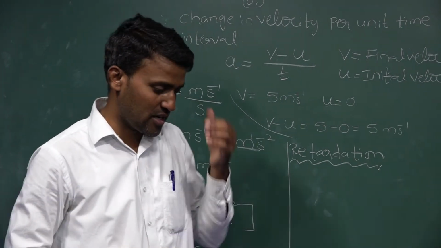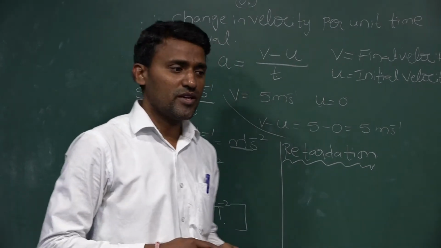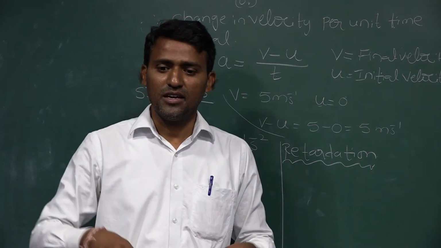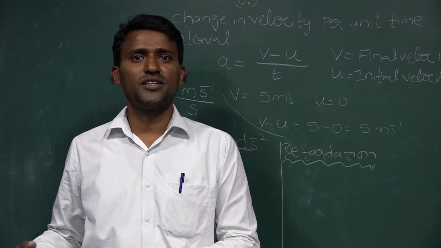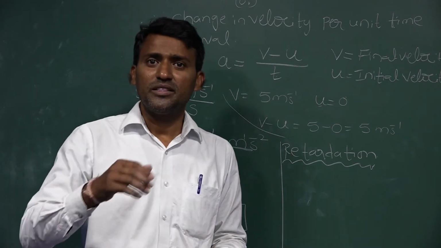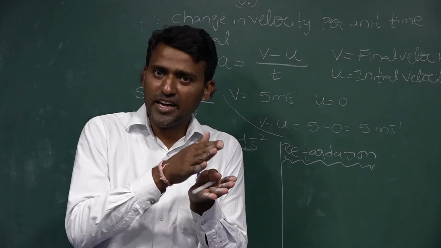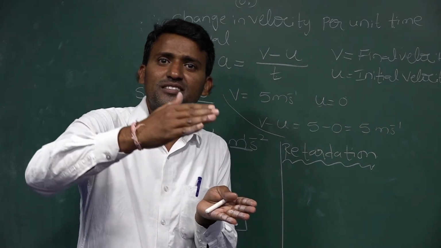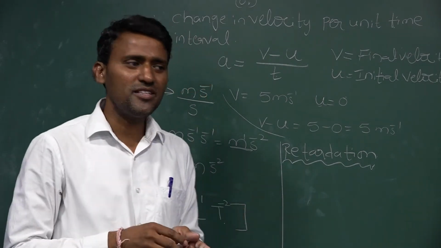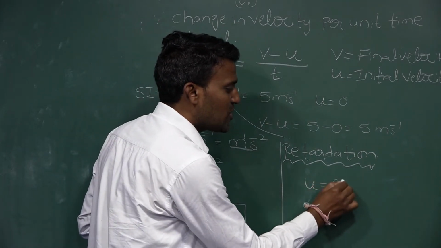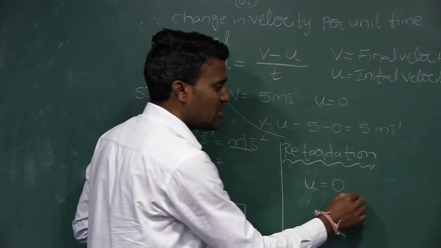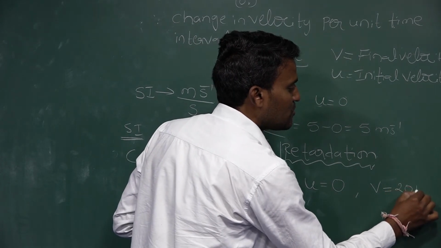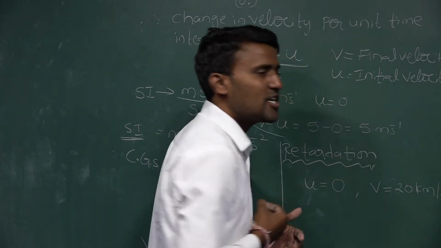For your understanding, I will give one example here. If anyone is going somewhere by vehicle, for example by car, their velocity gradually increases because they are initially at rest. So the vehicle speed is gradually increasing. Initially u, the initial velocity, is 0. After time t, the final velocity is, for example, 20 kilometer per second.